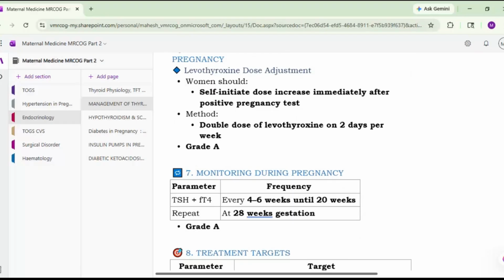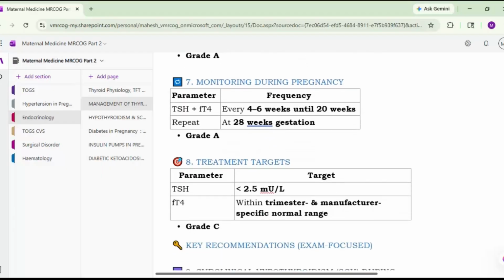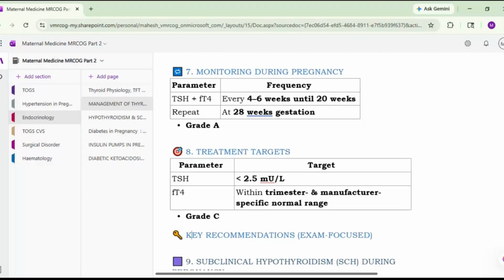Then monitoring during the pregnancy. How frequently do you have to monitor? Every 4 to 6 weeks until 20 weeks, and at 20 weeks you will have to repeat this particular test. You will monitor FT4 and TSH because there are many fluctuations happening in the first half. So in the first half you require proper monitoring every 4 to 6 weeks until 20 weeks. After that, you just have to repeat at 28 weeks of gestation. Then the treatment target will be TSH less than 2.5 milli units per ml, and FT4 should be within the trimester and manufacturer specific normal range.